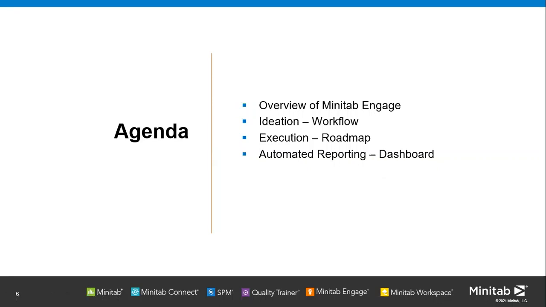Something like DMAIC, if you are familiar with define, measure, analyze, improve and control: every piece of DMAIC needs to be reviewed by a reviewer, like the head of department or project manager. Before they decide to move the process to another phase, for example from define to measure, they will use the workflow available in Minitab Engage. After they finish all the phases, you can share your project with top management using the dashboard. After this, I will show how Minitab Engage works.